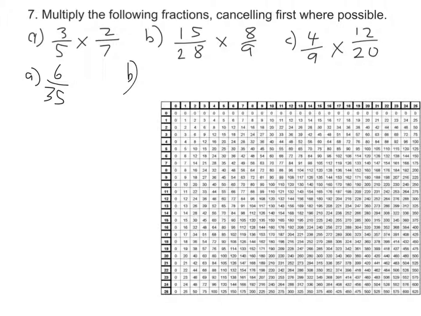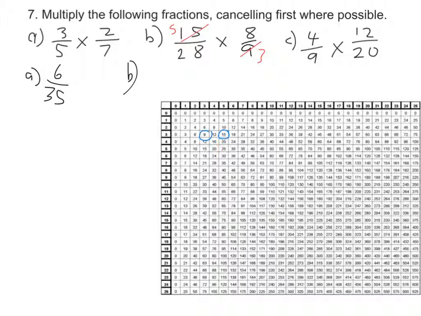So now I'm going to find the common factor for 15 and 9. If I look at my times table, I can see that there's a 15 over here and a number 9 here. So the common factor here is 3. So 9 divided by 3 is 3, so I'll go ahead and write that. And 15 divided by 3 is 5, so I'll go ahead and write that.